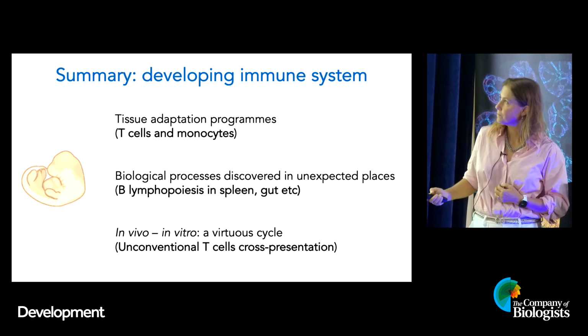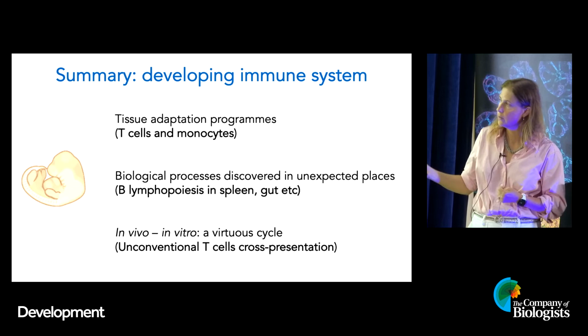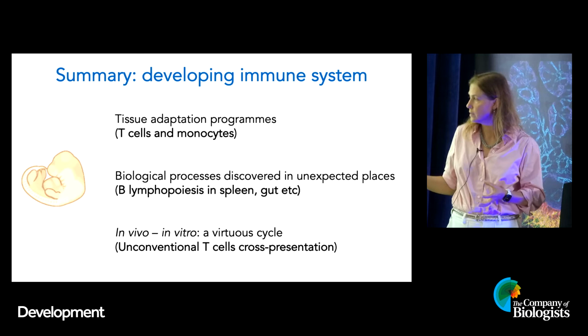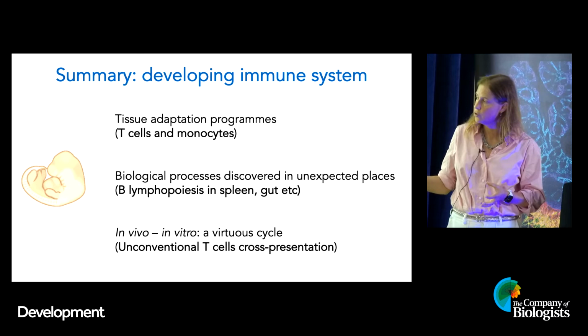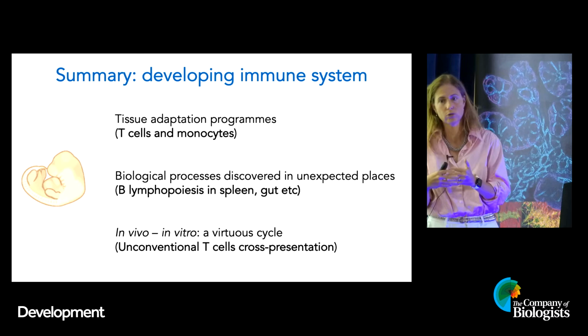So in summary, the two parts that I talked about were discovering biological processes in unexpected places, finding B lymphopoiesis in spleen and gut and so on, which was very surprising, and I've explained how that may be used in a practical sense, and also for the unconventional T cells, how we can use the in vivo in vitro comparison as a virtuous cycle to understand why these T cells are developing through TT cross-presentation, which is, I should explain, hypothetically what's happening in the organoid system, because the stromal cells die away after a few weeks and what you're left with is developing thymocytes.